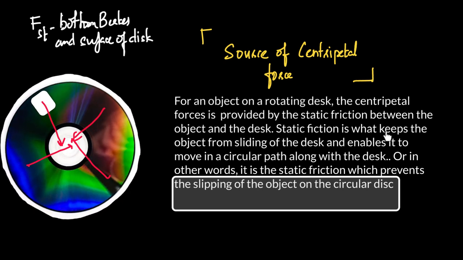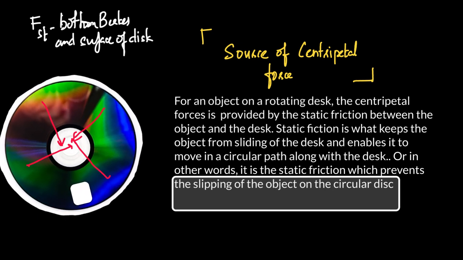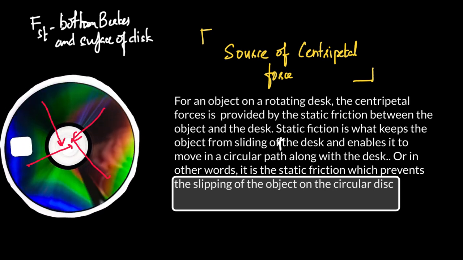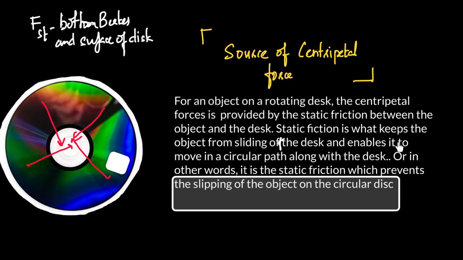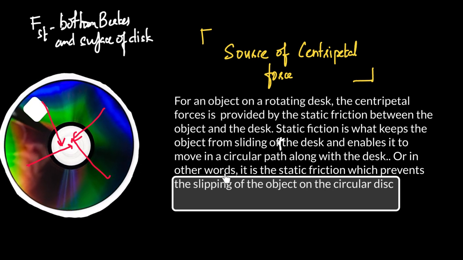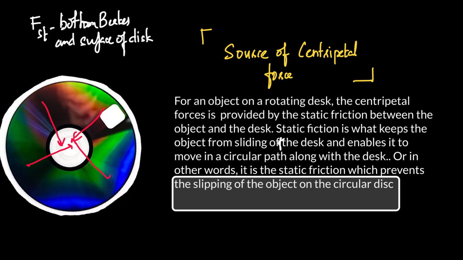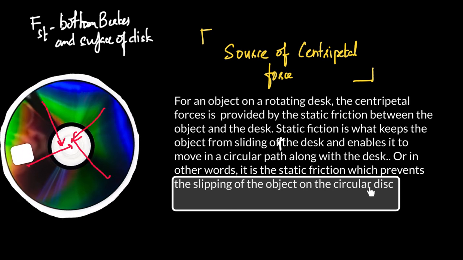Static friction is what keeps the object from sliding off the disc, and it enables the object to move in a circular path along the disc. Or in simple words, it is static friction which prevents the slipping of the object on the circular disc, right?